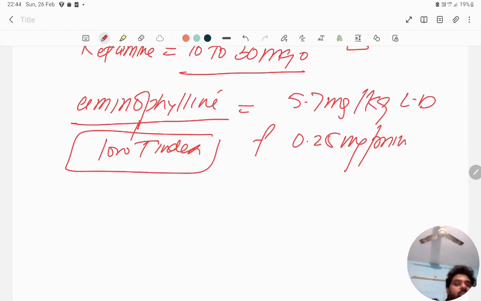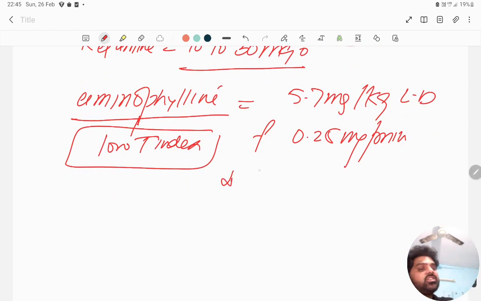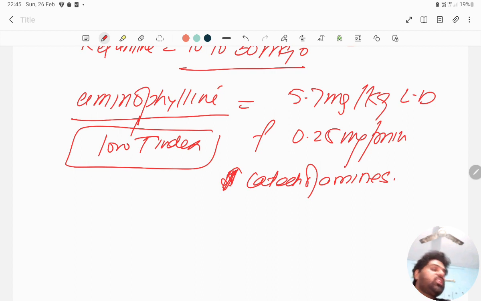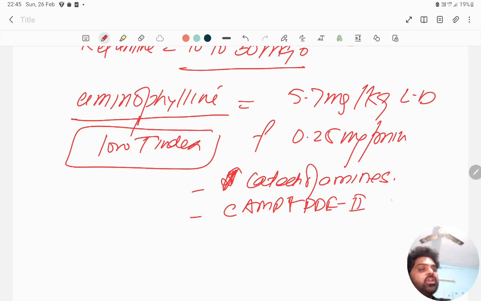What is the mechanism of action of aminophylline? It increases catecholamines. So, when catecholamines increase, that will cause bronchodilation. Secondly, it increases cyclic AMP. It is a phosphodiesterase 3 inhibitor. So, increasing that will cause bronchodilation.